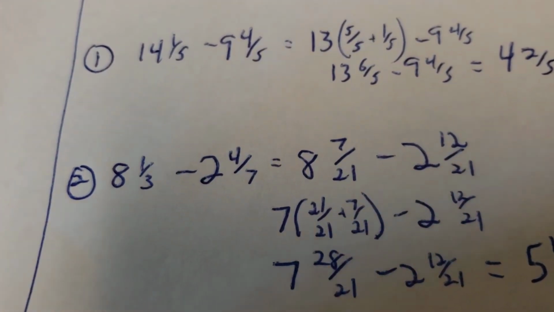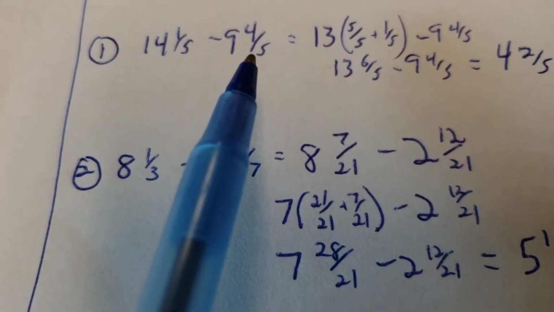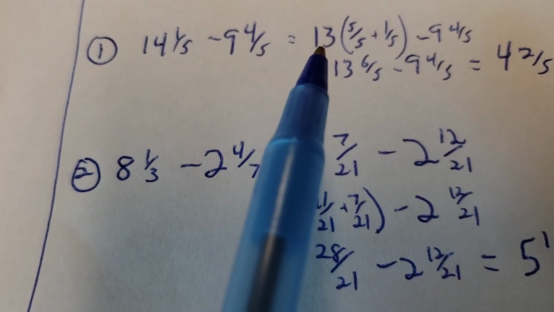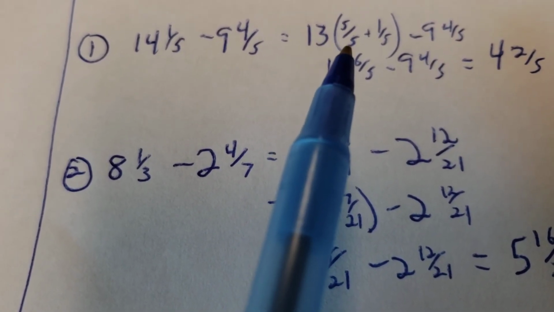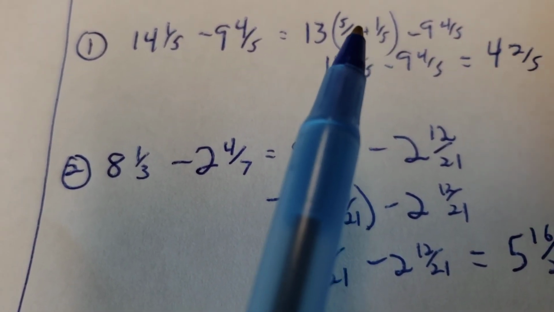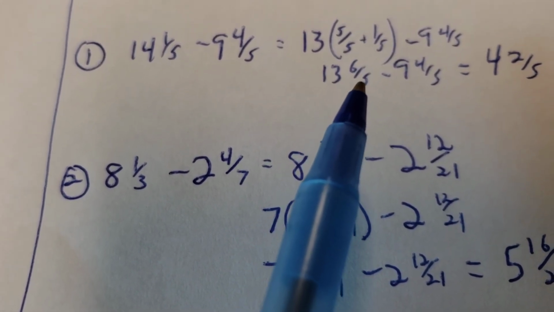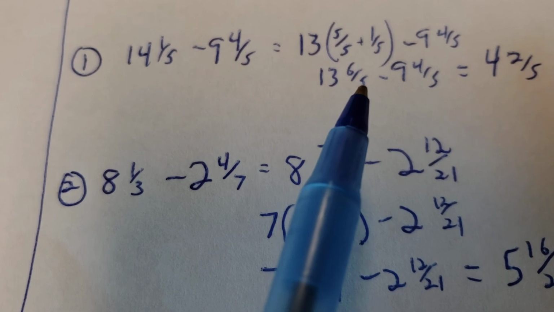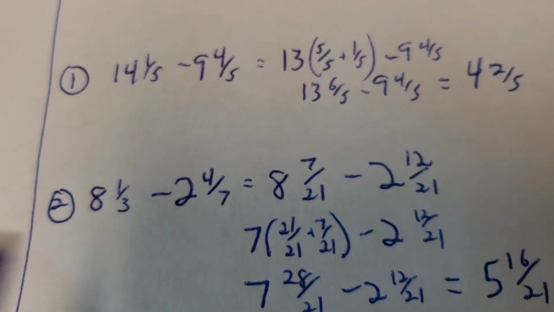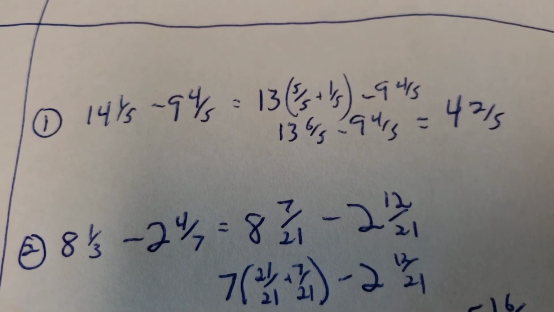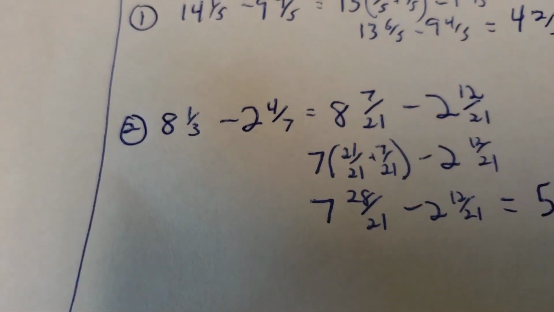All right, number 1, the fractions were not able to subtract, so we had to borrow, drop that down to a 13, and the number I created was 5/5, filled up the fifths, and temporarily, when I add those two together, it gives me 13 and 6/5. Then I'm able to actually subtract 9 and 4/5 out of there, and I get 4 and 2/5 for my final answer.